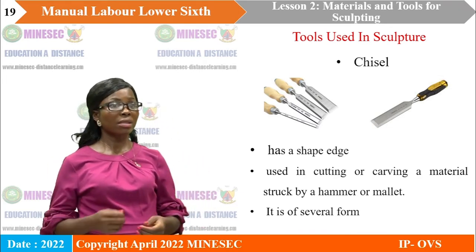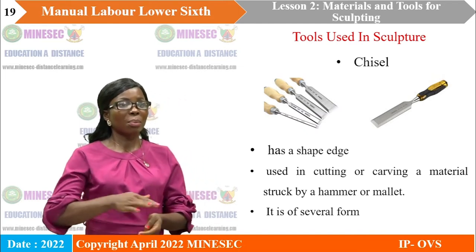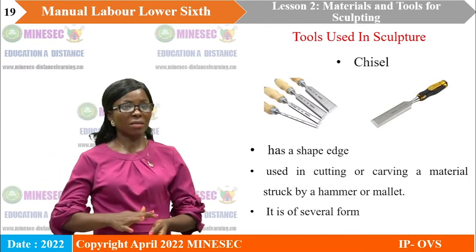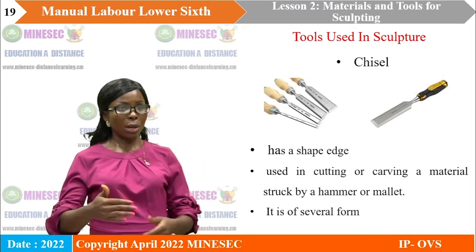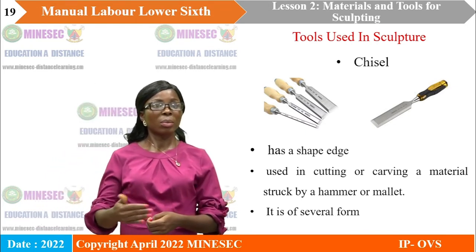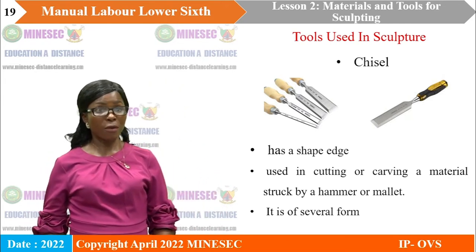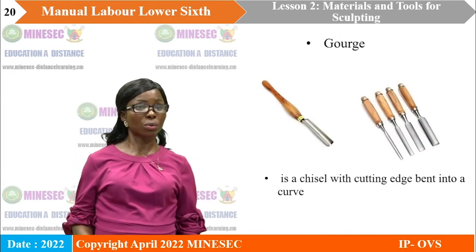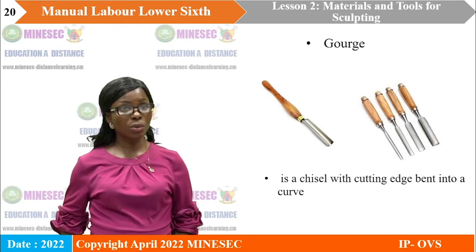carving a material. You can use a chisel to scrape, especially wood. Use this chisel to scrape the material in order to form a sculpture. When using this tool, we use a hammer. We use a hammer or a mallet to strike it. The chisel has several forms. We have a flat head chisel, we have the gouge, we have the tiny head chisel.